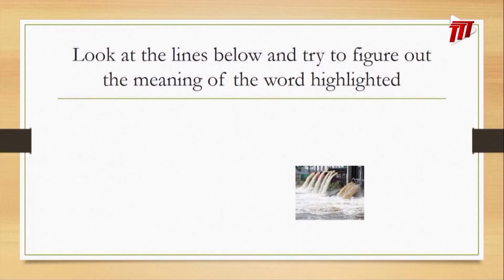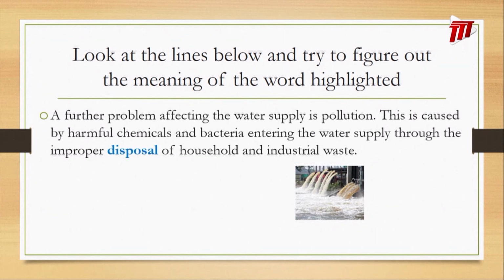Let's look at some other examples and see how good you have gotten in figuring out your context clues. Look at the lines below and try to figure out the meaning of the word that is highlighted. A further problem affecting the water supply is pollution. This is caused by harmful chemicals and bacteria entering the water supply through the improper disposal of household and industrial waste. So in reading this passage, we want to figure out what the meaning of the word disposal is.